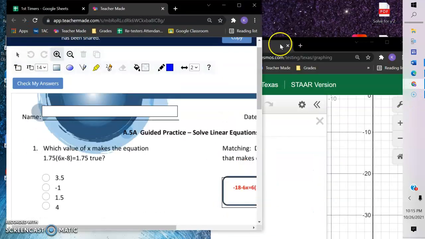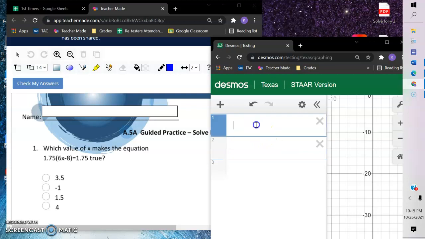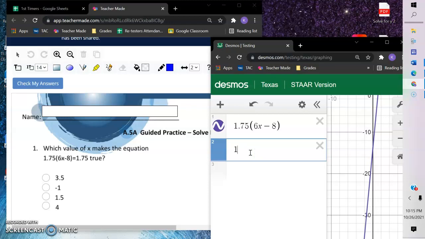So again, we get our graphing calculator. And on the first, number one, we're gonna type in whatever's on the left side of the equal sign. And on number two, we're going to put in whatever's on the right side of the equal sign. Now, as we can see, there is no little squiggly line like right here. That means it did not graph it.